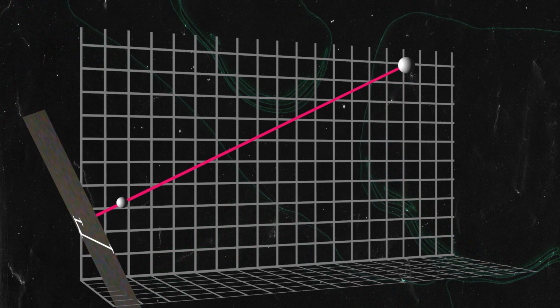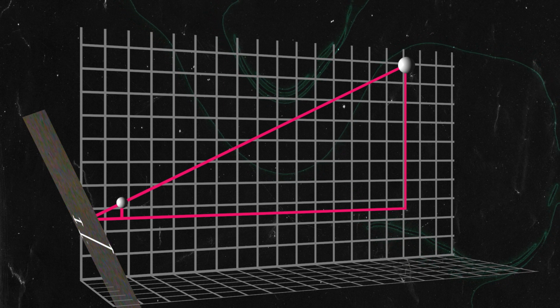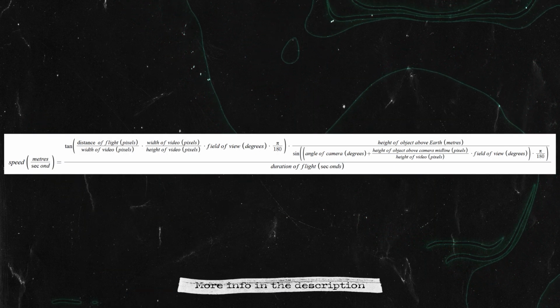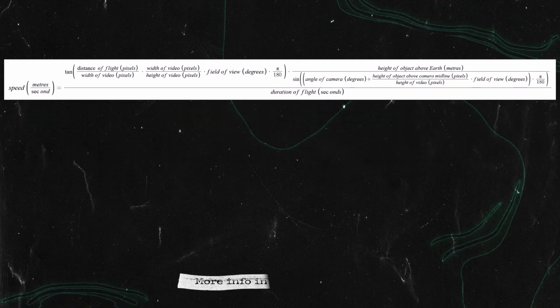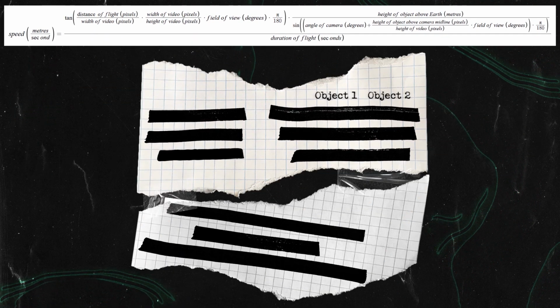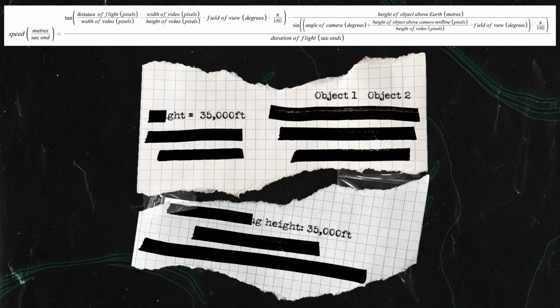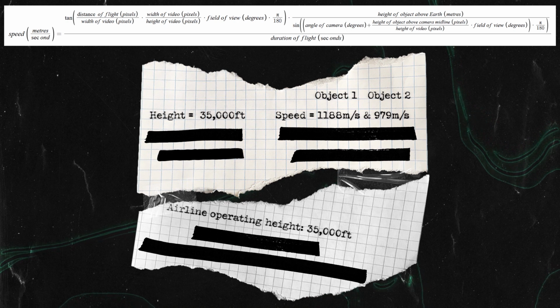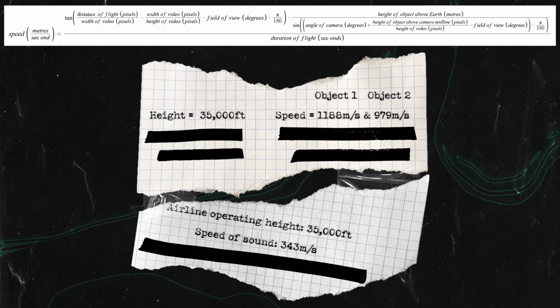This means we can write a calculation, which will tell us the speed of the objects if they were low to the ground, and their speed if they were high in the atmosphere. This is that calculation. A more detailed breakdown of it can be found in the description. Using this calculation, if the objects were flying at the height of commercial aircraft, 35,000 feet, then they would be traveling at a speed of 1,000 meters per second, more than double the speed of sound.